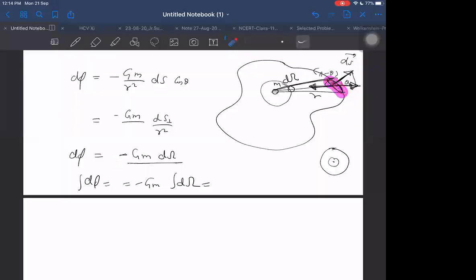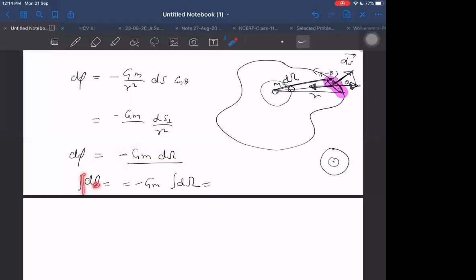Okay, sir. So note this one, dΦ, the flux. I want to integrate the flux. See, I took a small cone here, this cone I took, R1, and I found the flux passing through this. That flux comes out to be minus G into dm into dΩ.